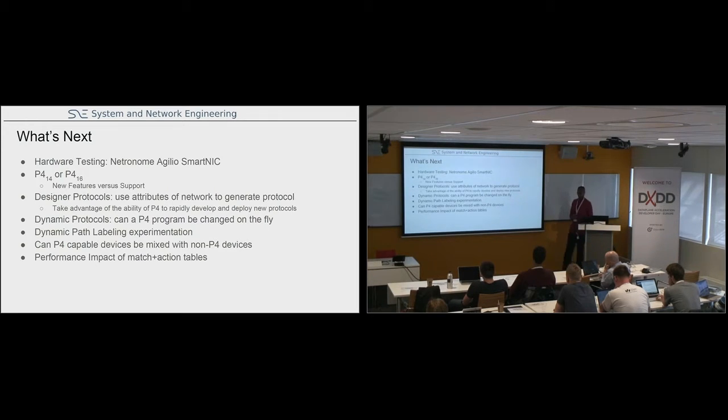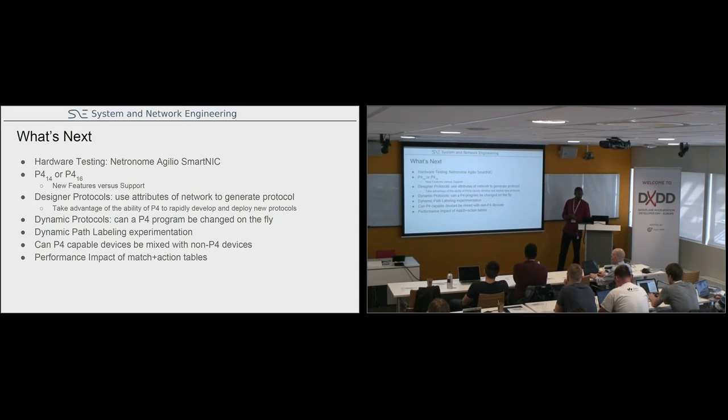Lastly, where we're going next, we're going to start doing some hardware testing with the Metronome SmartNIC. I have to evaluate whether I'll continue working with the P4.14 or P4.16. That's going to be completely based on what new features I get versus how good the support is. Ultimately, what I see as the future are designer protocols. So taking a look at what your network looks like and fixing a protocol or designing a protocol to fit your network. So instead of the small, medium, and large t-shirt, more like a tailored suit kind of thing.